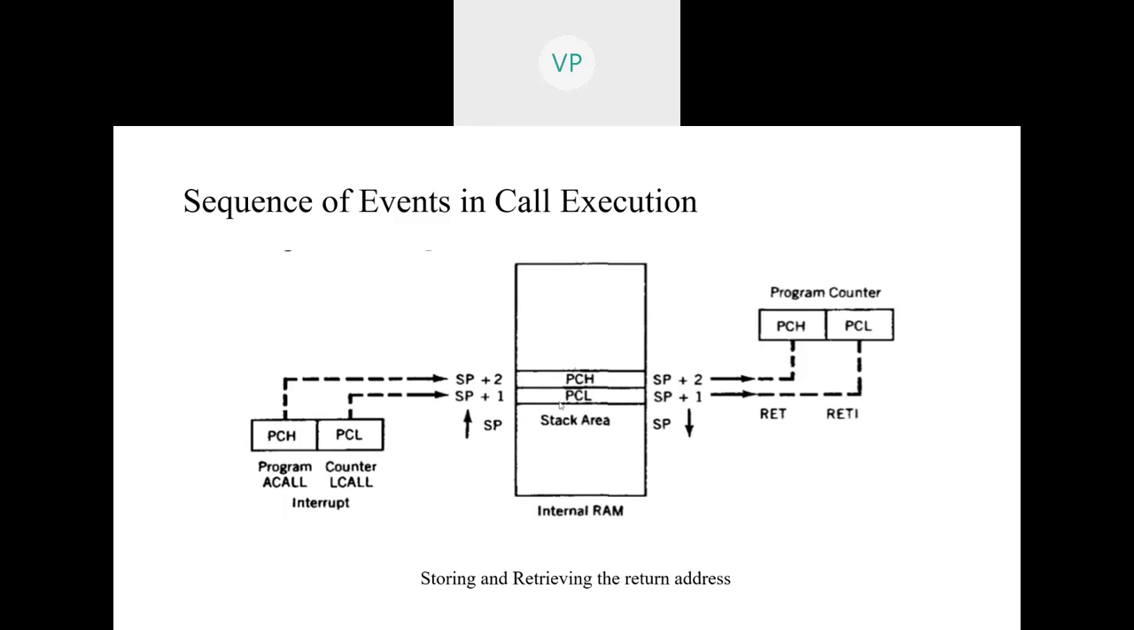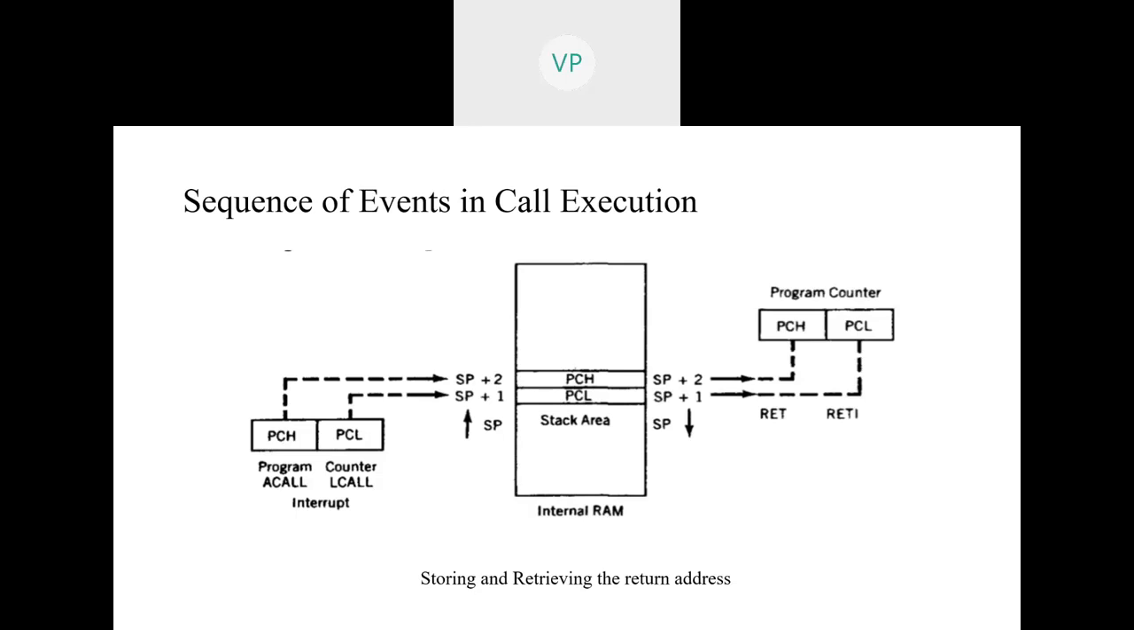How will it be performed here? The stack pointer is incremented by 1 and the lower order byte is stored onto the stack. Again, the stack pointer is incremented by 1 and the higher order byte of the program counter is copied onto the stack memory location.